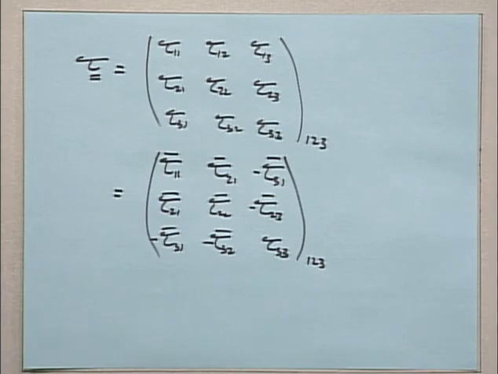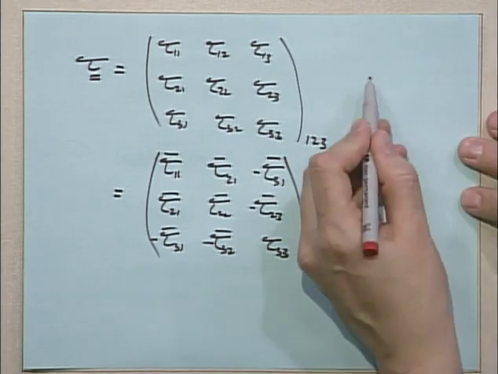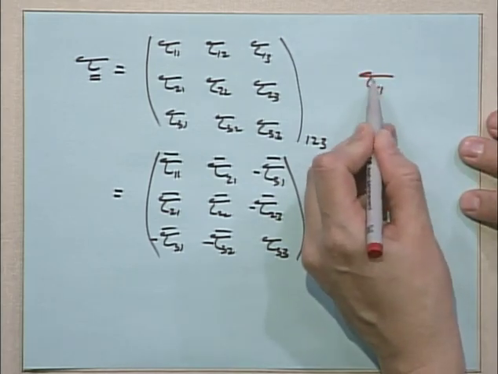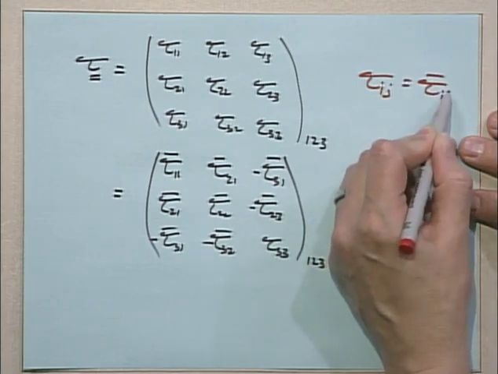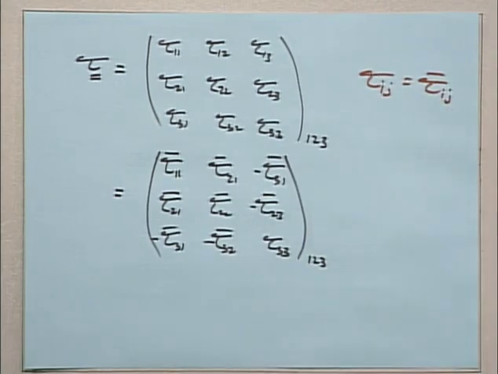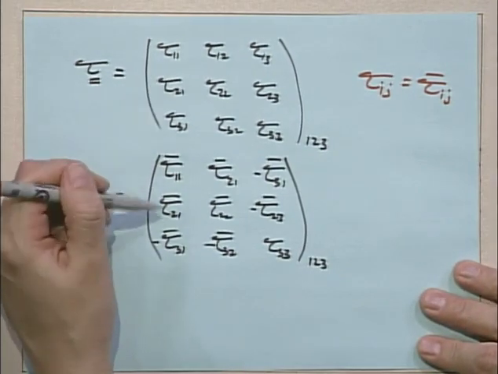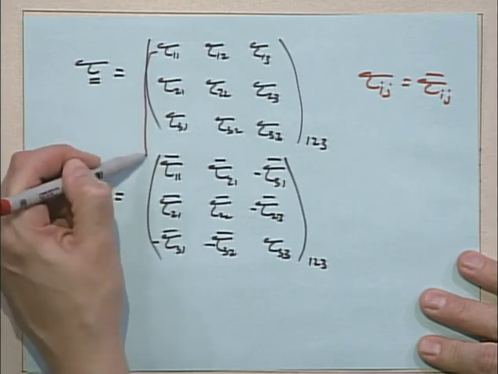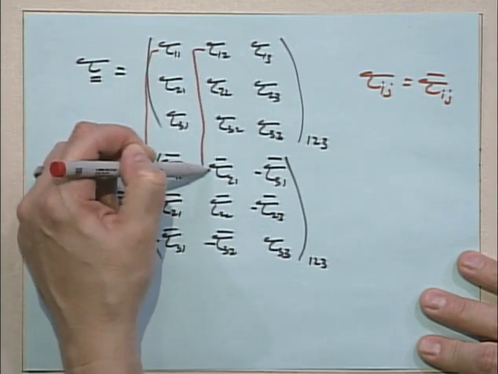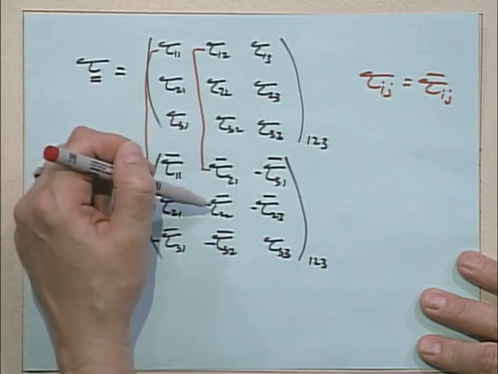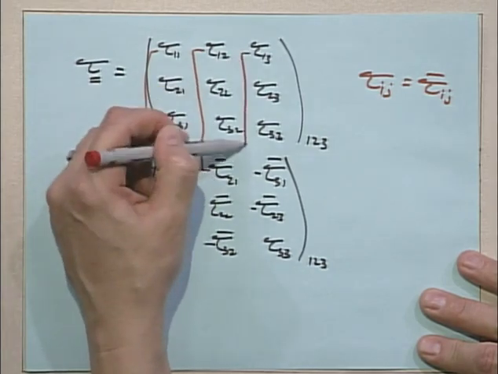Now, we said previously, because of all that argument and hand waving I made, that tau ij equals tau bar ij because of the symmetry condition, okay? And when I equate these two, that does seem to be the case here. Tau 1, 1 equals tau 1, 1. Tau 1, 2 equals the one with the bar. But what's happening here?